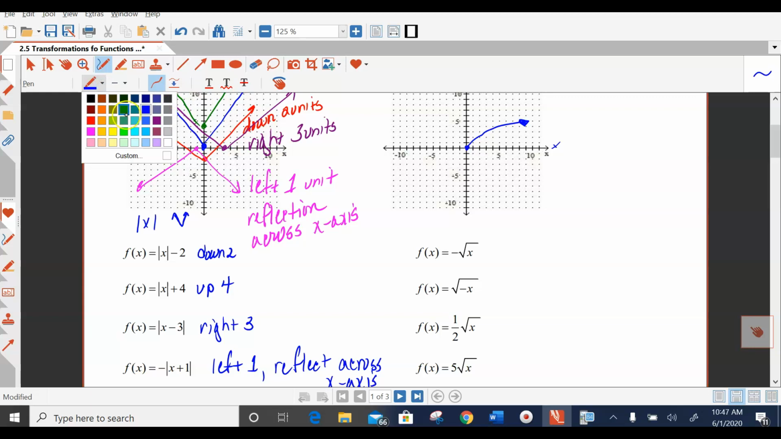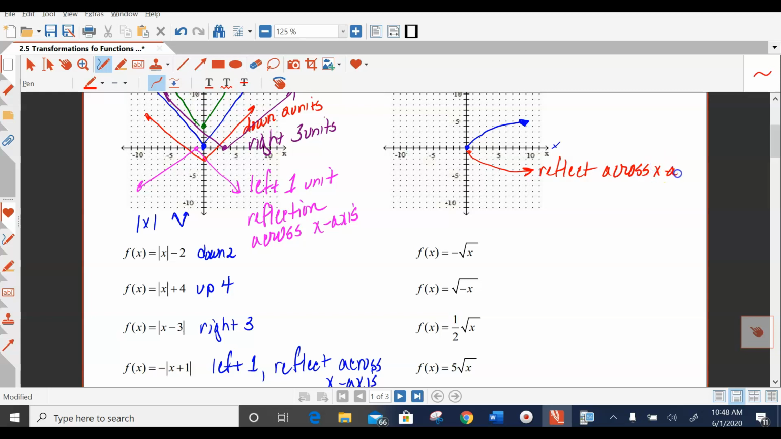So let's graph him. Oh gosh, red. All right, so that guy reflected across the x-axis. So the original is blue, the new one is red. So that's this guy right there. Okay, let's look at the next one.